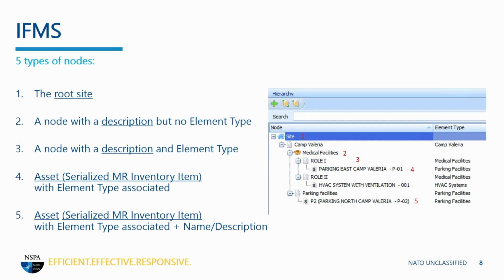So I showed you how to create element types, use the attributes, also to create your own attributes. We discussed the 5 types of nodes, which by default is the root side, number 1. A node with a description but no element type, number 2. A node with a description and an element type, number 3. An asset with an element type associated, which is number 4. And number 5, an asset with an element type associated with it and the name and a description.